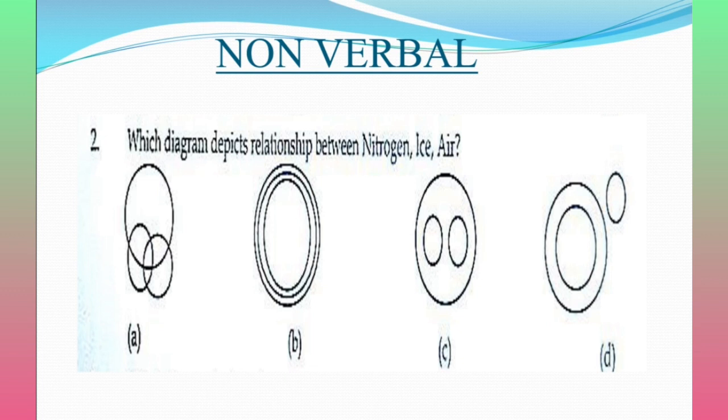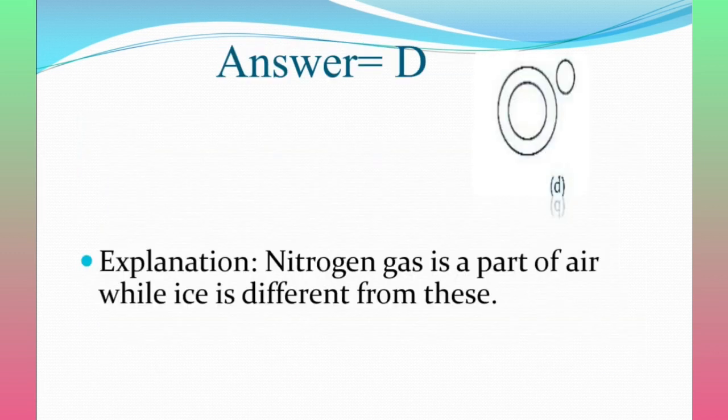And the correct answer for this question is option number D. Explanation: nitrogen gas is a part of the air, while ice is different from this. We can see from the diagram also.